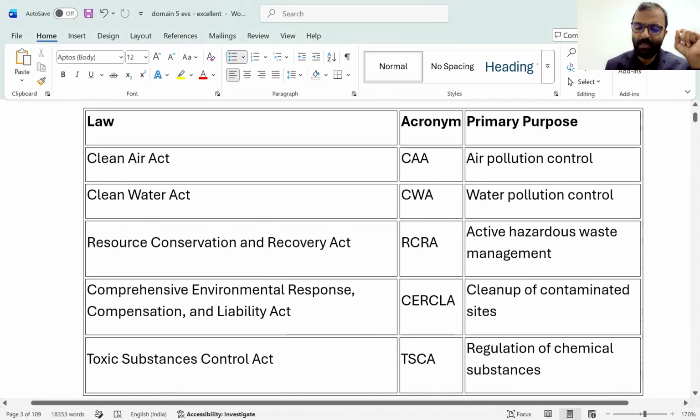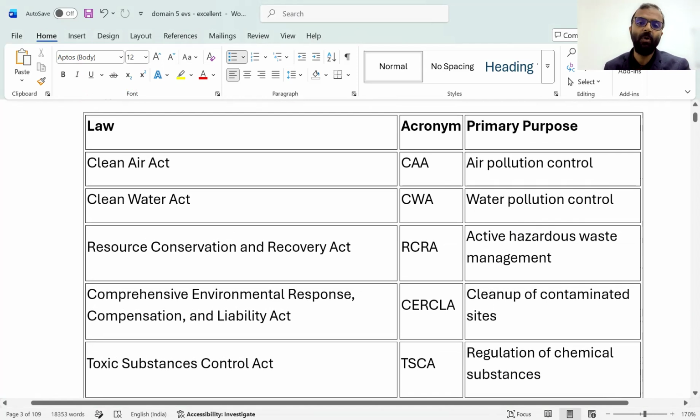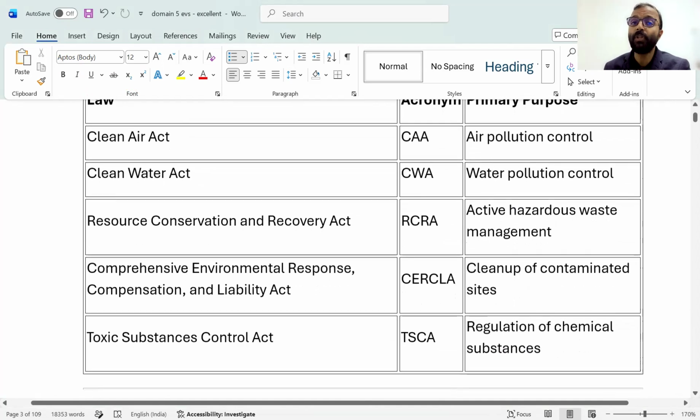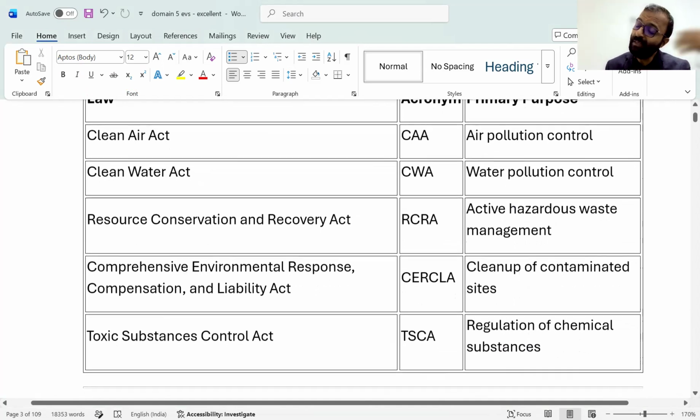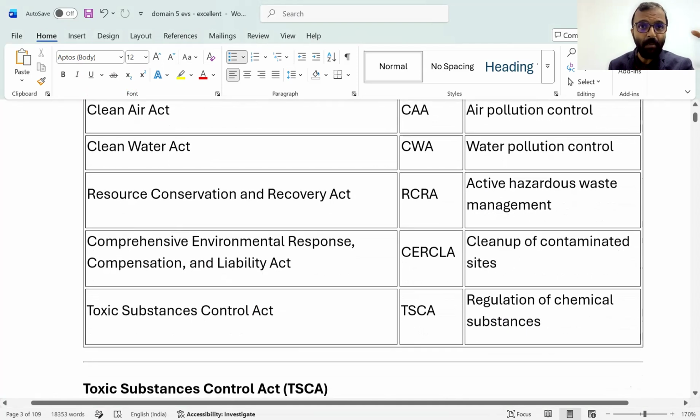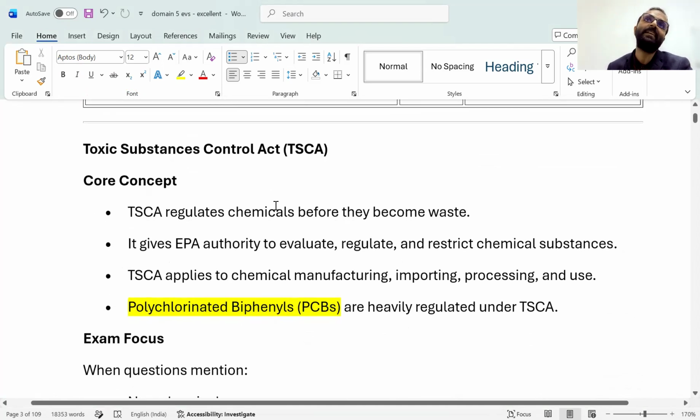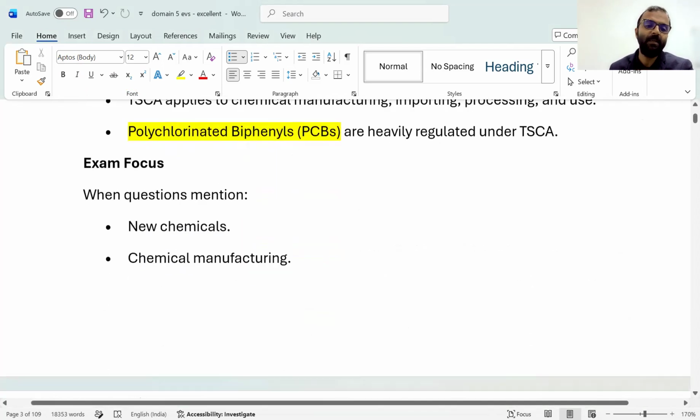Okay, the rest: RCRA is for active waste. That is waste, not chemicals. And CERCLA is also for the waste that has been dumped years before. TSCA is for the chemicals that you are using presently. It is not waste. That is the most important point.